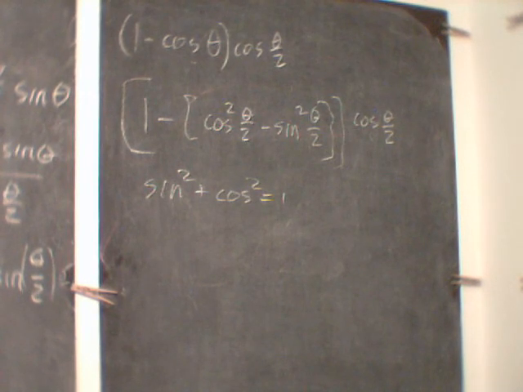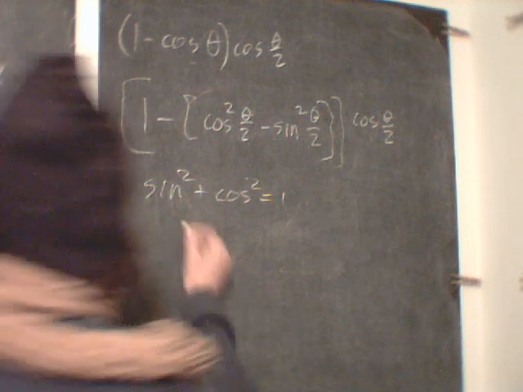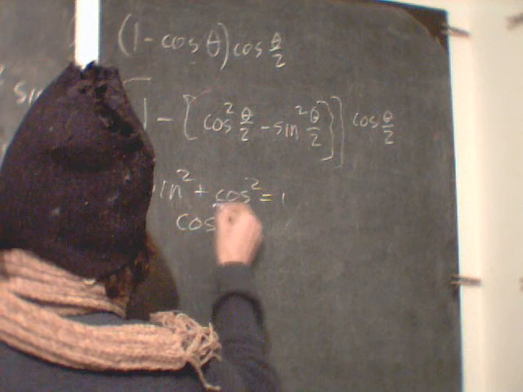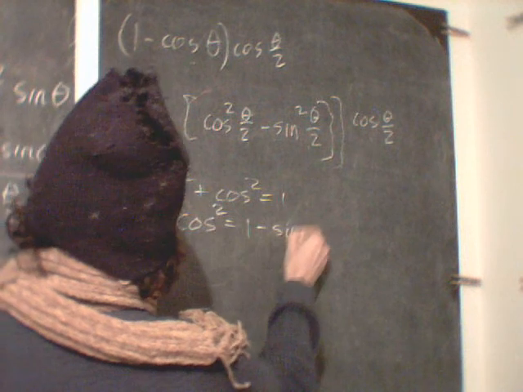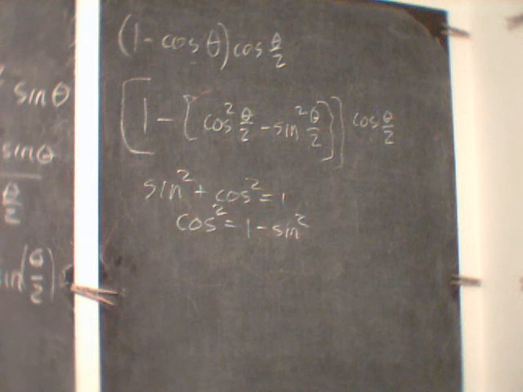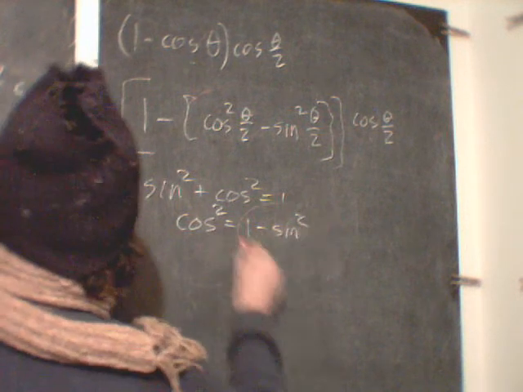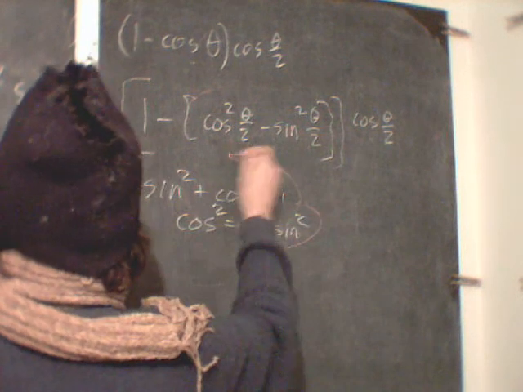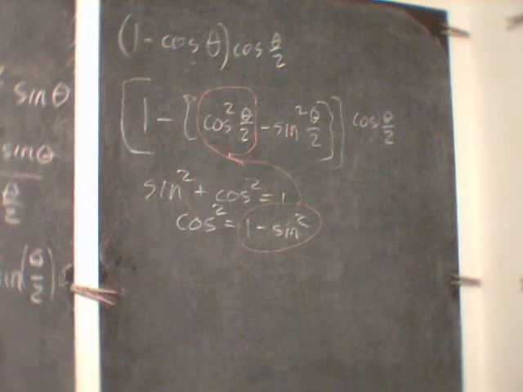So I think what I want to do is convert the cosine squared to 1 minus sine squared, you see, so that I can cancel the 1s up here. So, I want to do this. I want to put this thing in right here. That's where I'm headed with this.